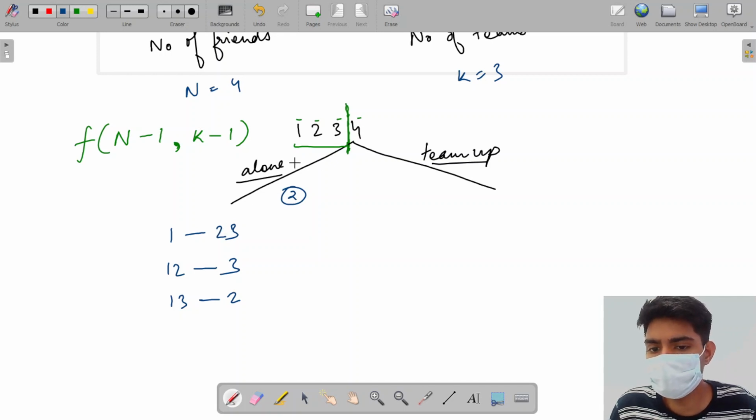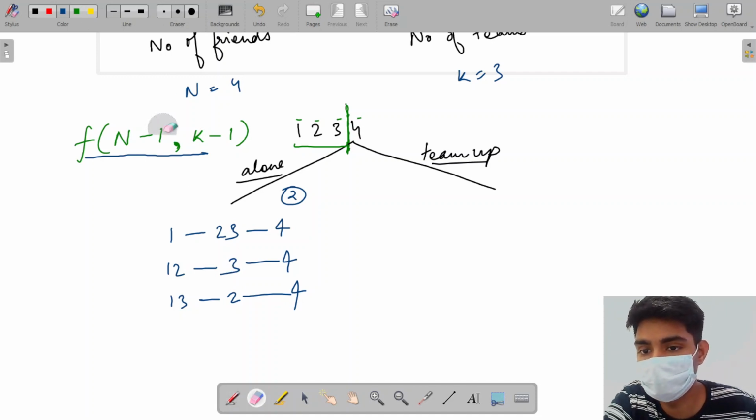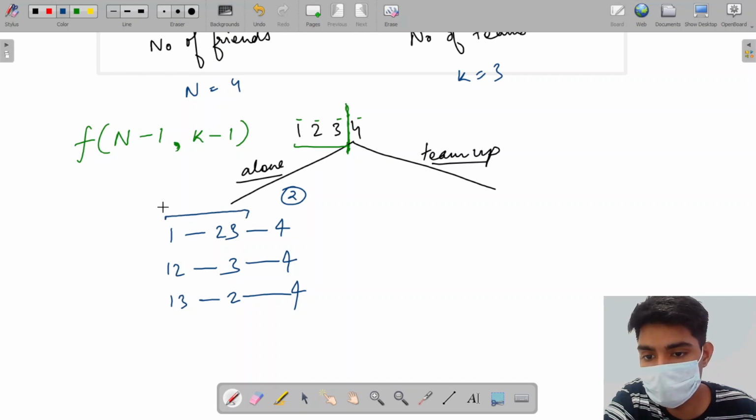If I say that you have done your job, I've asked n minus 1 friends to divide themselves into k minus 1 subsets, what I'll do next is attach myself to the end of it to complete the k number of sets required. So these n minus 1 friends are giving me k minus 1 subsets, and I'm attaching myself to it.